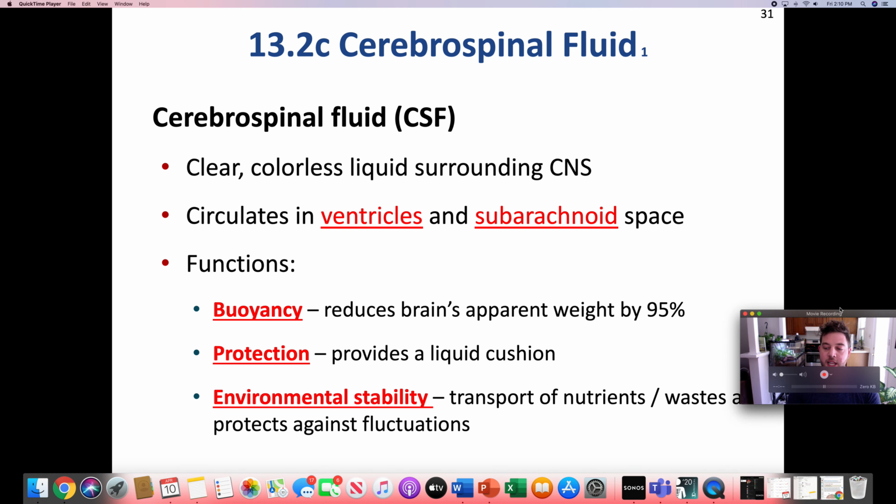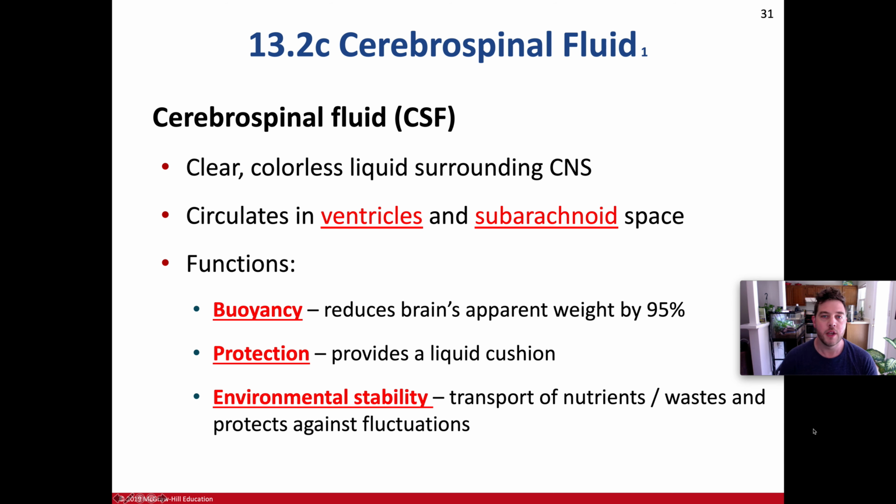What are those ventricles? What do they have? They have cerebrospinal fluid inside of them. So cerebrospinal fluid, CSF, is a clear, colorless liquid surrounding the central nervous system. It circulates in the ventricles and the subarachnoid space, and it works to provide buoyancy. So it reduces the brain's weight by 95%.